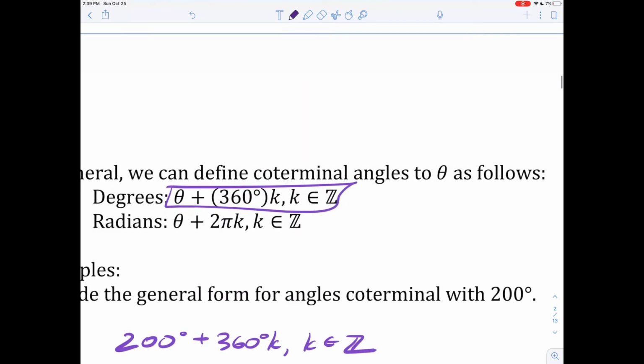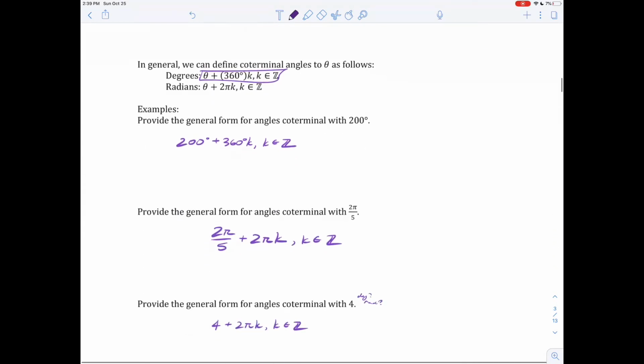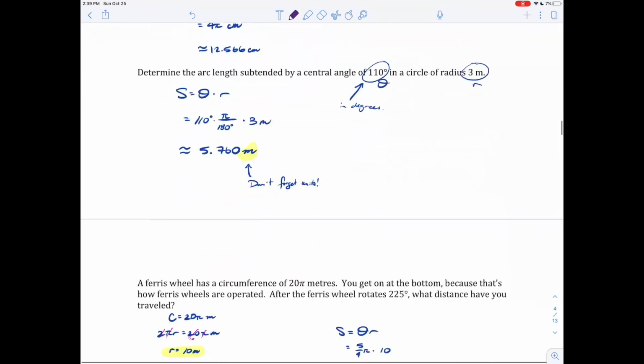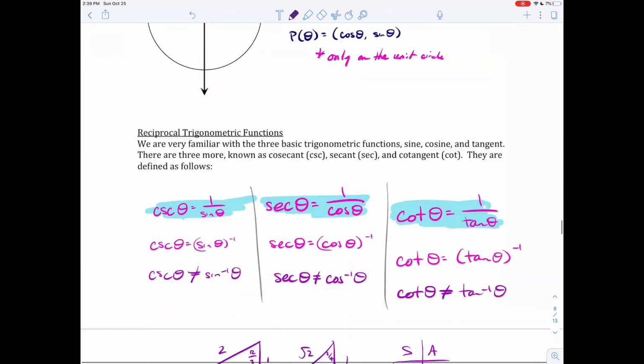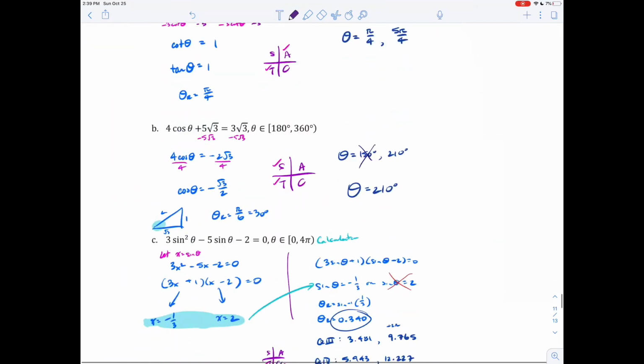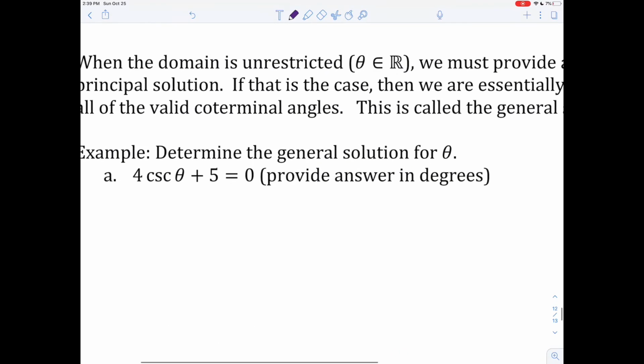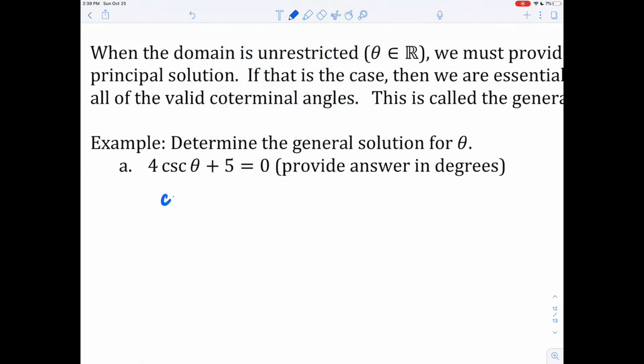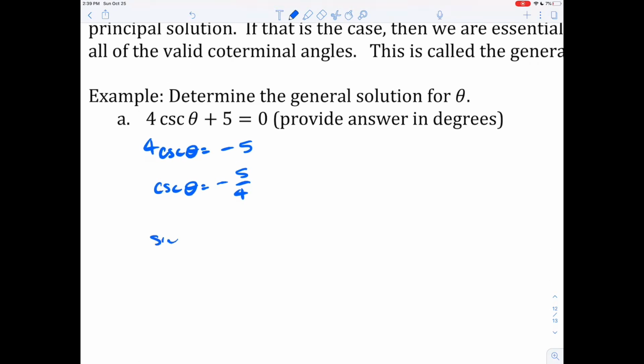This stuff right here on page whatever that is. This is in topic 1, or part 1 of topic 3. So from way back, that stuff, that's what we're going to be relying on here. So in we go. Let's scroll back to wherever we were. Shazam. Ow. So here we can say that cosecant of theta is -5/4, which means that sine of theta is -4/5.